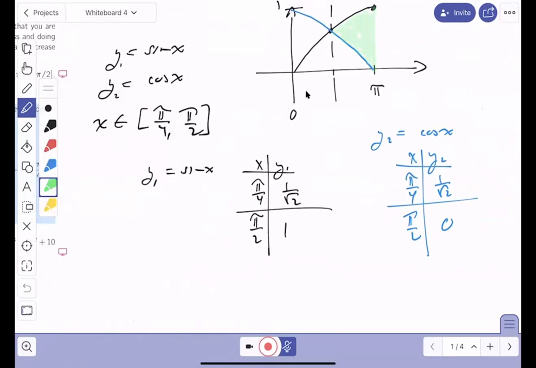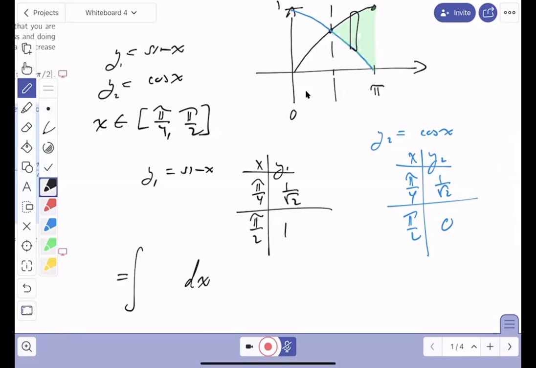Or I'll shade it in for you. And now I'm going to draw my little rectangle here, sort of like this over here. And I'm going to write the integral down now. And it should be a very simple integral. So what's going to be? Well, the differential is dx. And this is going to be an area. And where are we starting? We're starting at pi over 4, and we're stopping at pi over 2. All right. So I did the dx part.